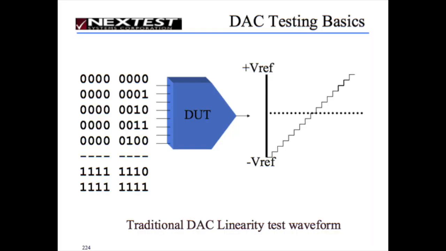Okay, so here's a DAC going along, and the input codes go from 000000 to 11111, and it's supposed to go up all the time. And so we're just basically going to generate a ramp. And there's a number of ways to generate a ramp.